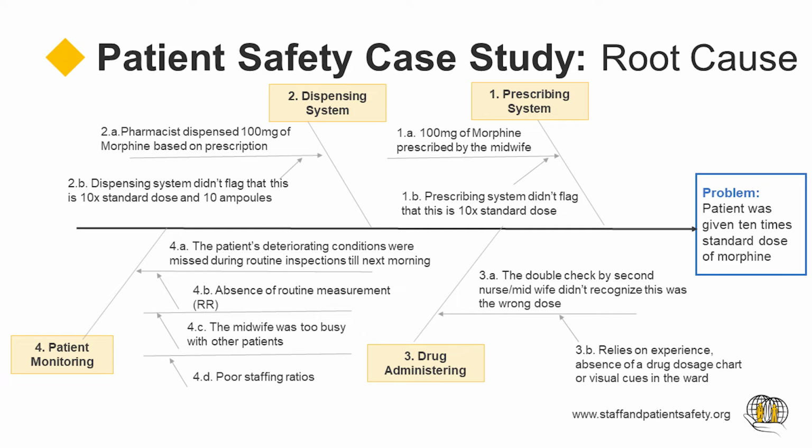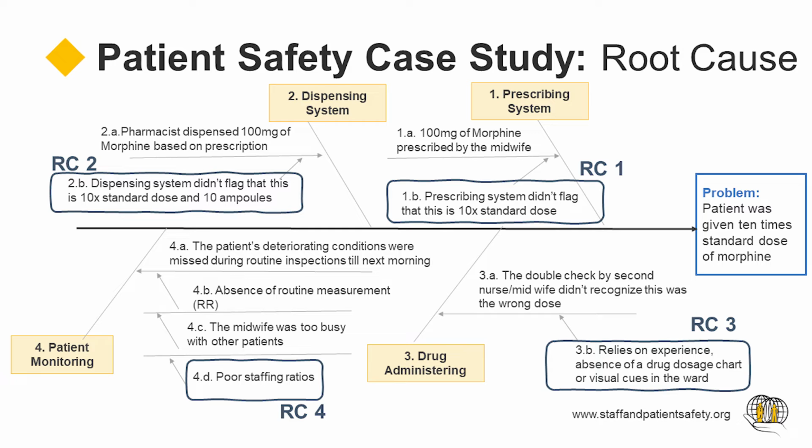Based on this analysis, we can identify 4 root causes which contributed to this error, leading to the adverse event. 1. The prescribing system didn't flag that this is 10 times the standard adult dose. 2. The dispensing system didn't flag that this is a 10 times standard dose and 10 ampules, not the expected single ampule. 3. The double check relies on experience. There was also no drug dosage chart or visual cue in the ward. 4. Poor staffing ratios.